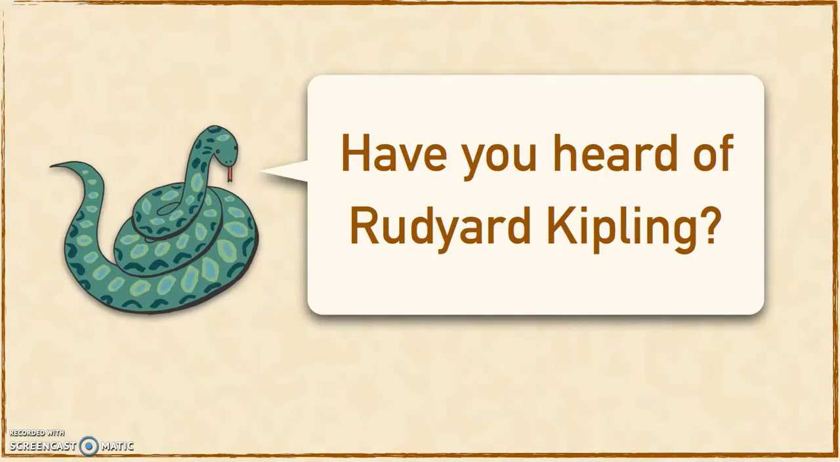Now, as I said, in this unit, we're going to be looking at the Just So stories, and these are written by someone called Rudyard Kipling. And I just want us to pause for a moment and think about that name. Does it sound familiar to you? Do you know anything about this person? So pause the video, have a little think about what you know, and then come and join me when you're ready to share your ideas.